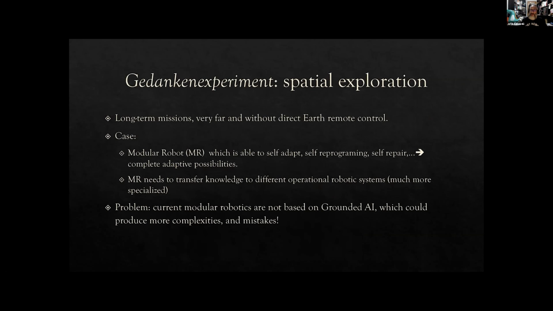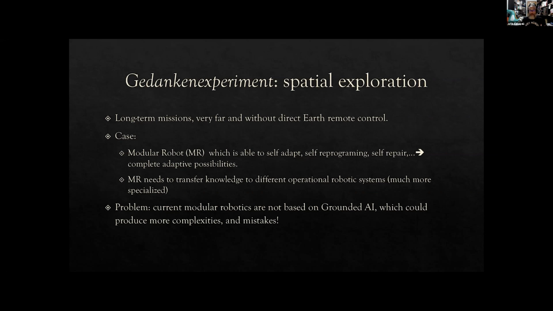I suggest one possible example. It's a classic example, spatial exploration. It's a very demanding scenario because it's a context in which machines need to process data and then decide on actions without direct human control and supervision, because the distances are huge, and these machines need to take very autonomous decisions. So, long-term missions very far away and without Earth remote control, in which we could think, for example, of a modular robot that is able to adapt through self-reprogramming and self-repair, and be much more adaptive. It would also imply a challenge for the data integration of this model. It's not so complex, but it's especially demanding. At the same time, how would this modular robot transfer this knowledge to different operational robotic systems that would also be working in a combined way?